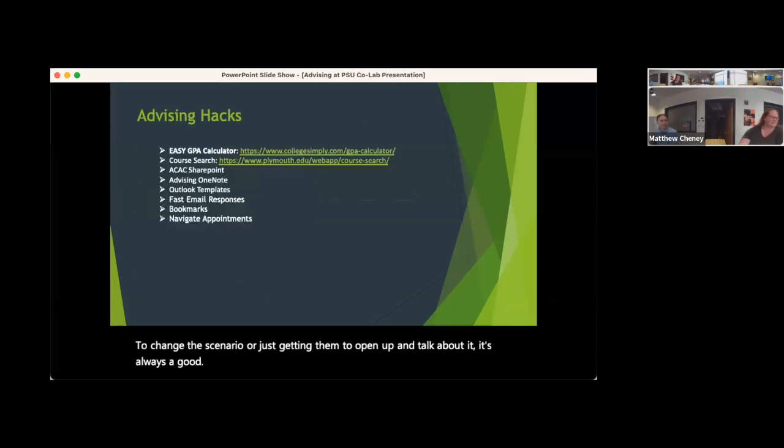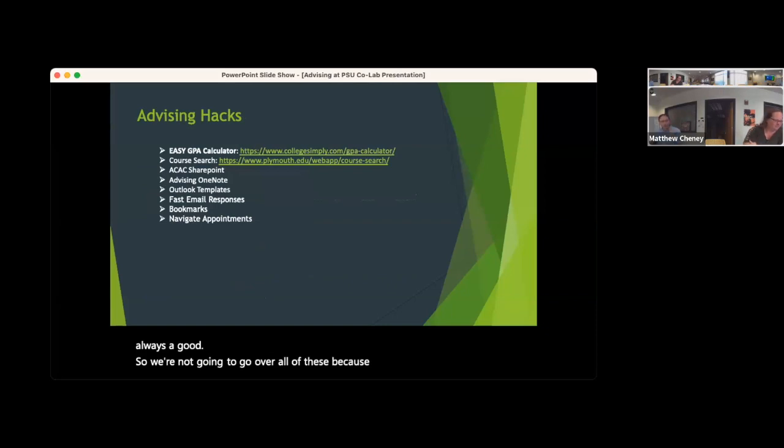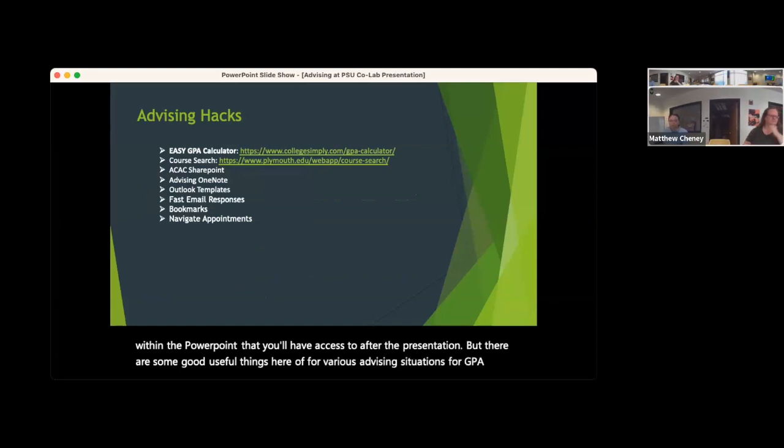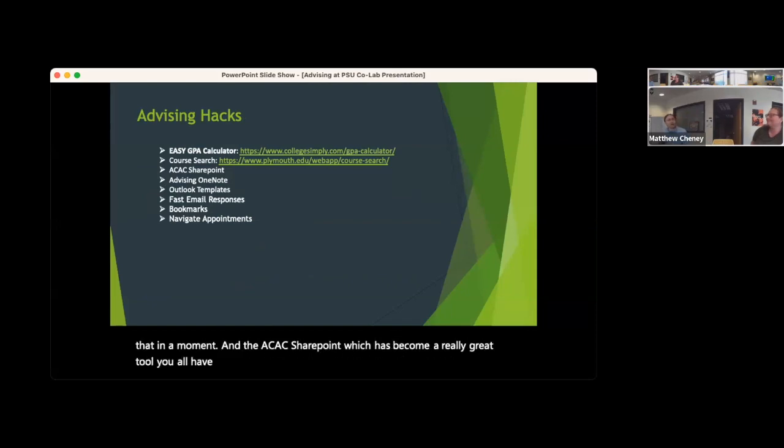So we're not going to go over all of these because we have some links and all within the PowerPoint that you'll have access to after the presentation. But there are some good, useful things here for various advising situations. For a GPA calculator, there are a few different ways to search for courses. We'll talk about that in a moment. And the ACAC SharePoint, which has become a really great tool. You all have built it out really well in recent months. And we'll show you the advising OneNote and templates and such in a moment.